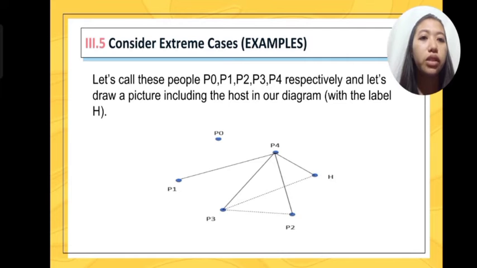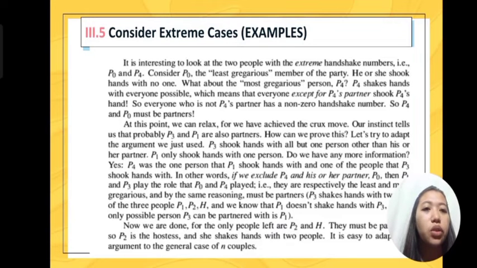So let's call these people P0, P1, P2, P3, and P4 respectively, and let's draw a picture including the host in our diagram. So here's our illustration. So we're gonna label the host with letter H. So here. It is interesting to look at the 2 people with the extreme handshake numbers. That is P0 and P4.